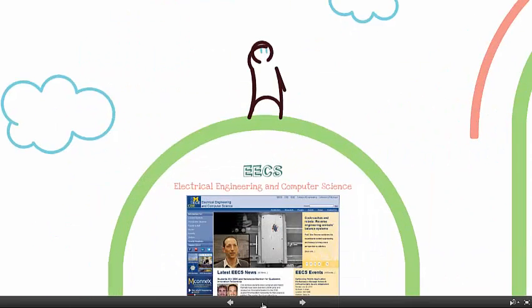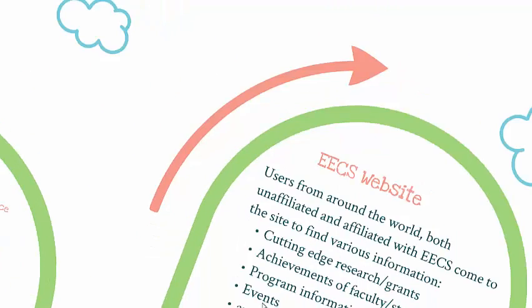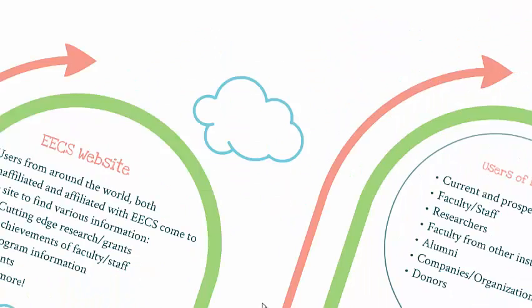Our group will be going over some interesting usability problems regarding the electrical engineering and computer science website that we've encountered over the course of the semester. The EECS website is very important because it is the face of the EECS department and the University of Michigan. People around the world who are affiliated and unaffiliated with the department come to the website to find information about the cutting-edge research, prestigious faculty and staff, exciting events, exceptional degree programs, and much more that the university has to offer.